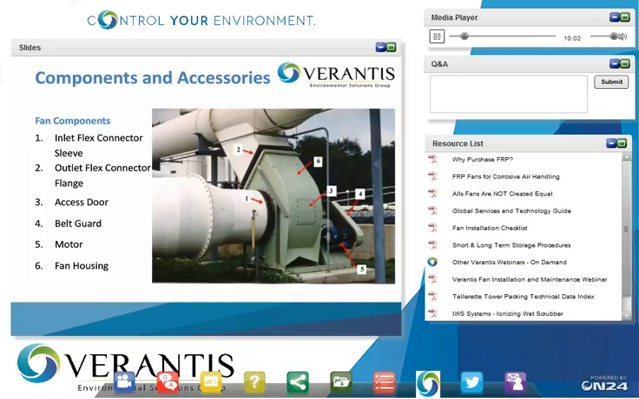Number three is the access door, which we recommend you have selected with the fan for ease of inspection. Number four is the belt guard. Actually, you wouldn't see it in the picture. Number five is showing the shaft guard. Five is the motor, and the number six is the overall housing.